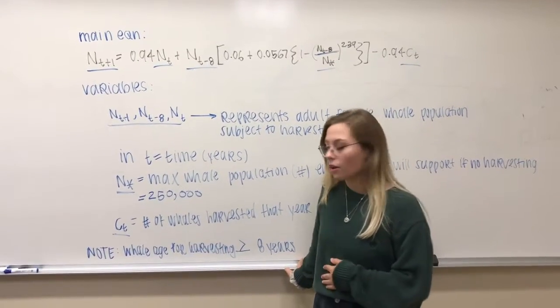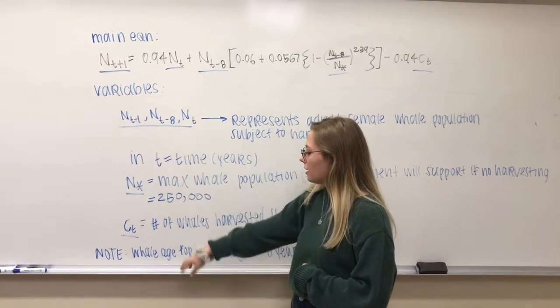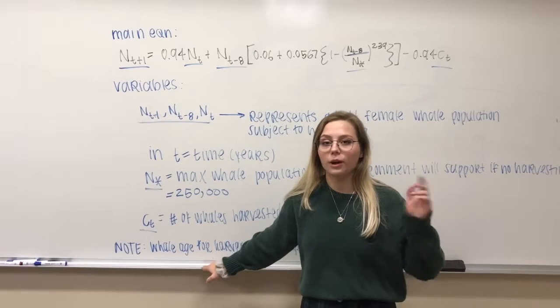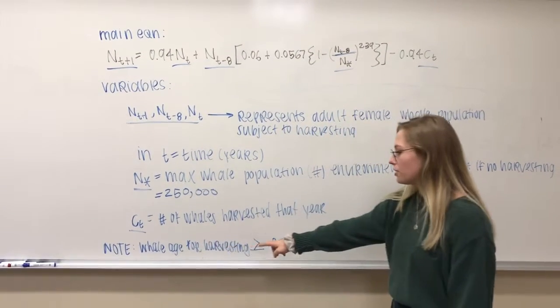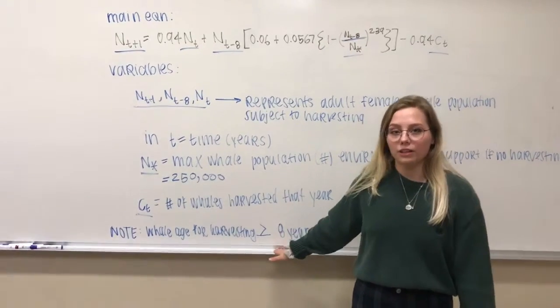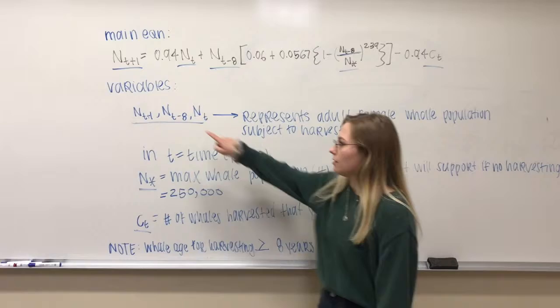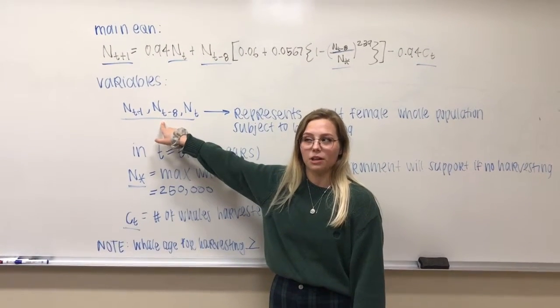It's important to note that N sub t minus 8 is referring to when the whales are capable of being harvested, because the whale age for harvesting is greater than or equal to 8 years. So this variable is when the whales can be harvested.